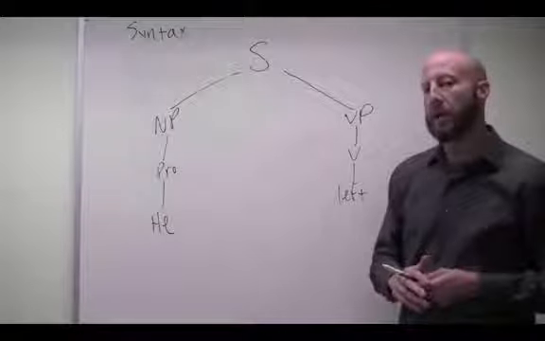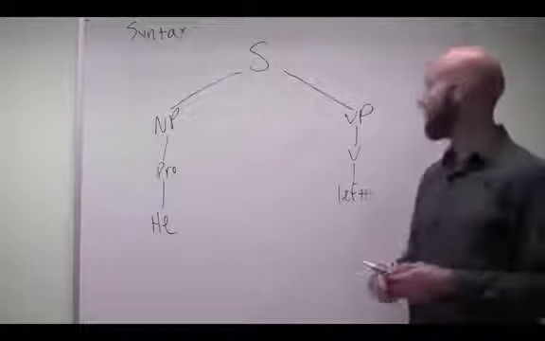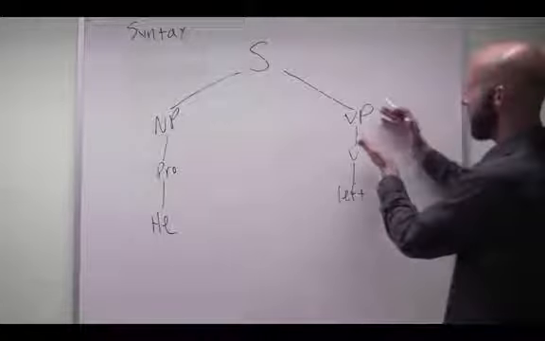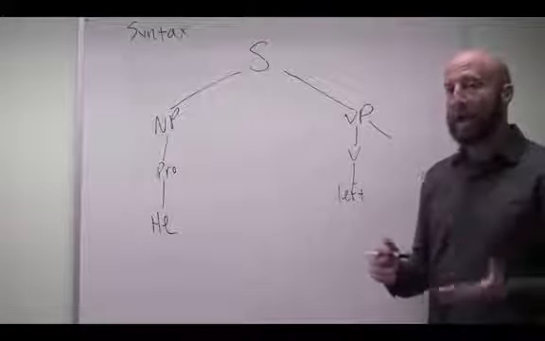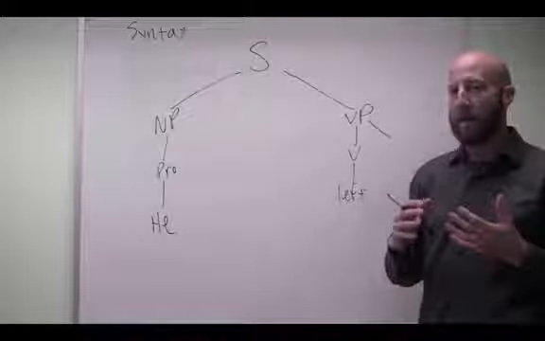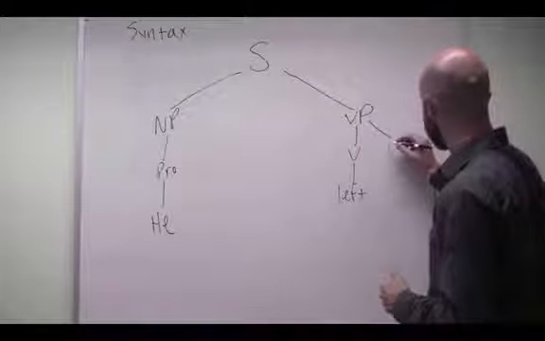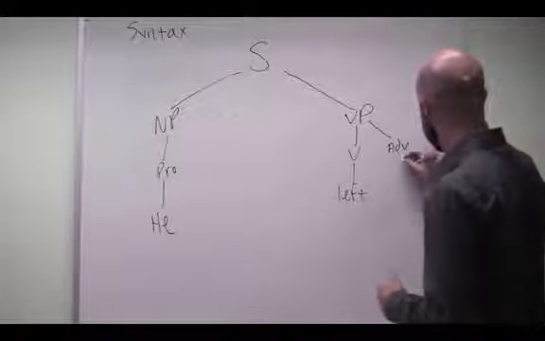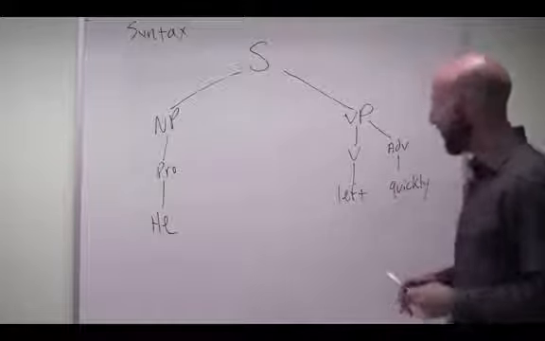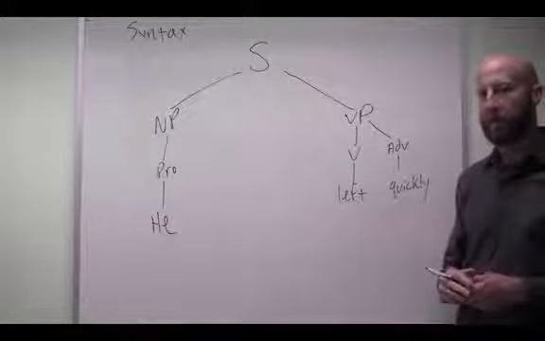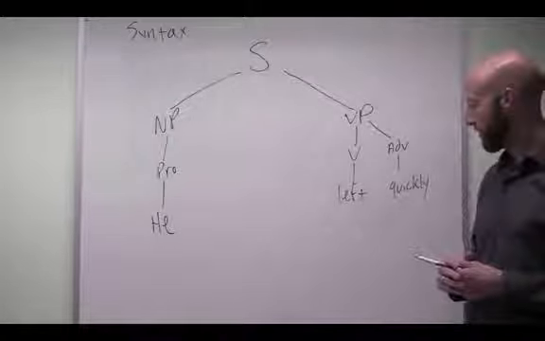Well, let's start to complicate it a little bit more. So let's throw in an adverb, like he left quickly. Well, we've already got a verb phrase here. And because quickly, as an adverb, is describing something about the verb, we want to connect it to the verb phrase. So that would be an example of how we represent the sentence, he left quickly, in English.